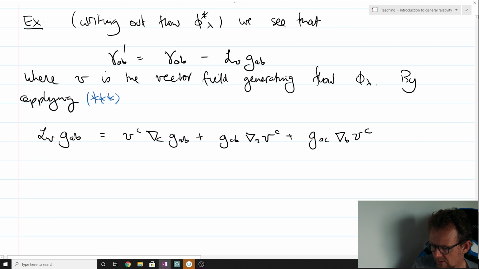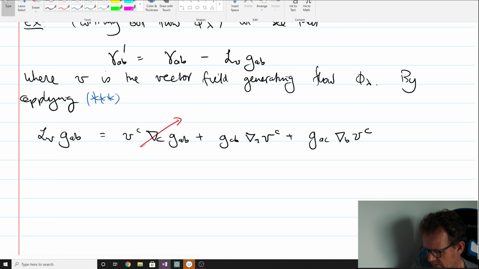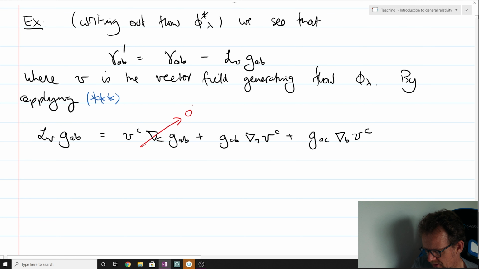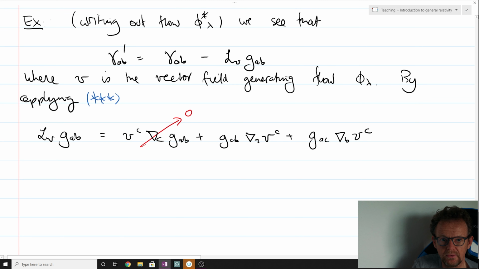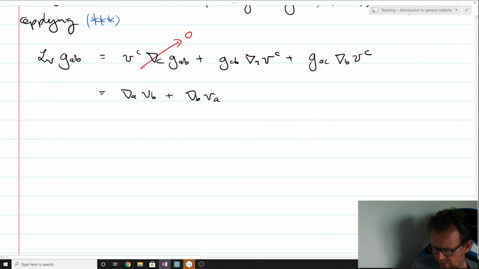But if you note here, one of these terms will vanish, because if we use the derivative operator determined by the metric, which we will in general relativity, then the covariant derivative of the metric is 0. That's one of the key properties that defines the covariant derivative. So we're only left with two terms. And then we see that infinitesimal diffeomorphisms have this very particular form involving the covariant derivative applied to V.